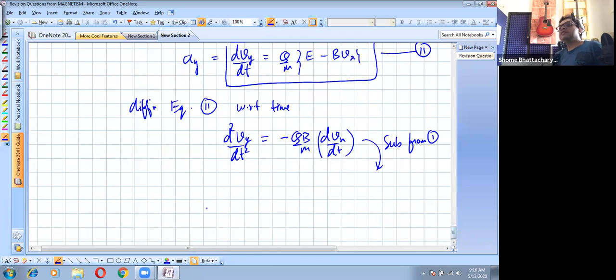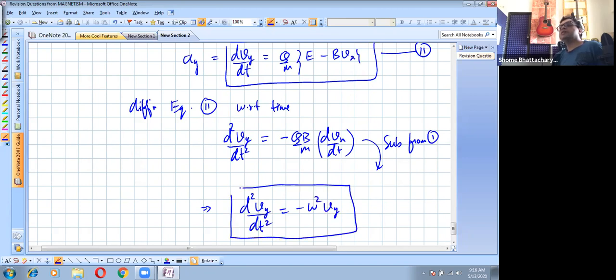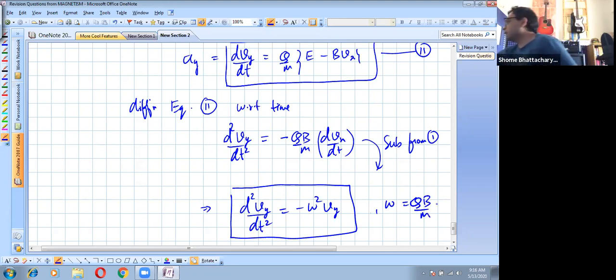So you can see that Vy has a harmonic pattern. This becomes like a minus omega square Vy, where if you compare, you can see that omega is actually that term, QB by M. And from your magnetism, you'll remember that QB by M has the dimension of 1 upon time, because QVB has dimension of force.